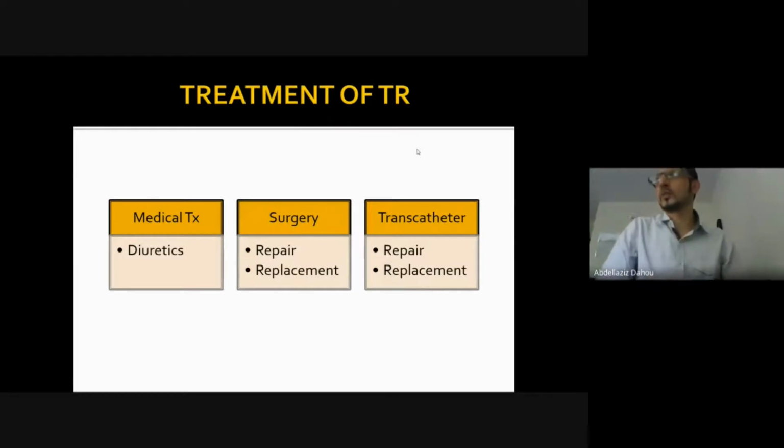I think we can stop here. This is the next part of the treatment and all the devices. If you have any question, you are very welcome, and it can be in any language.